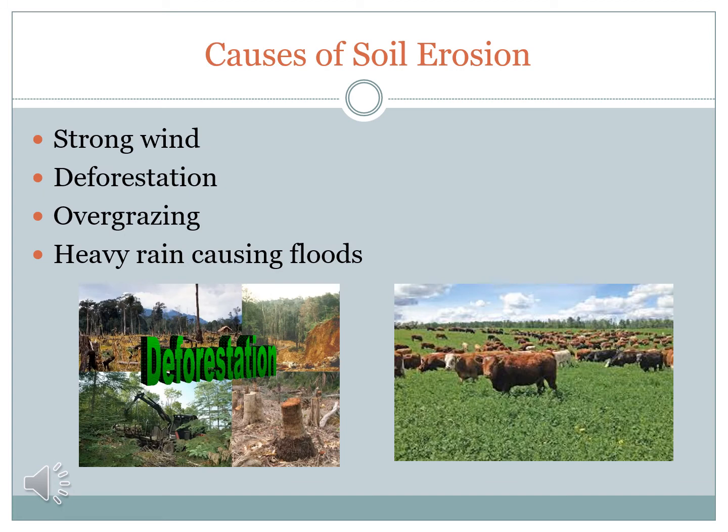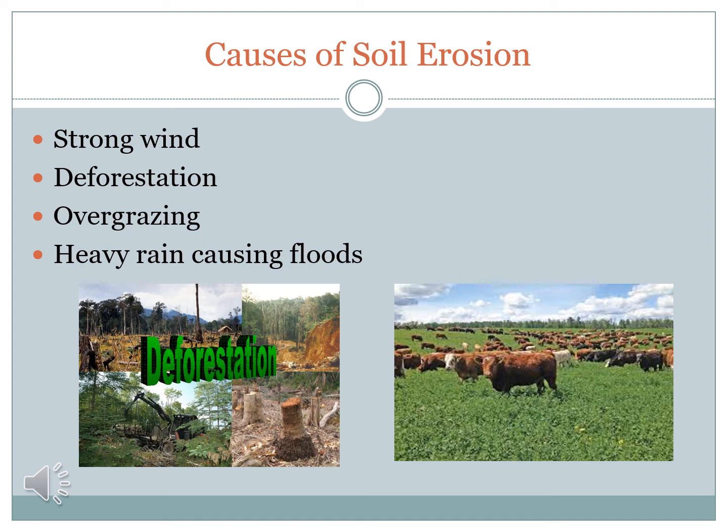So next is causes of soil erosion. As we have discussed, soil erosion is removal of topsoil by wind or water. So strong wind is also a cause of soil erosion. Topsoil gets removed with strong wind, and deforestation is also another cause of soil erosion.